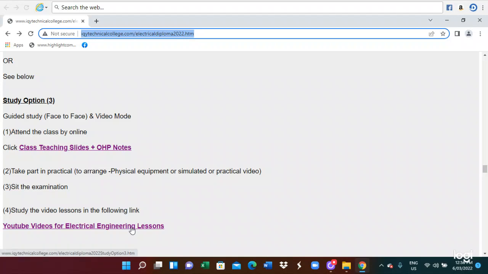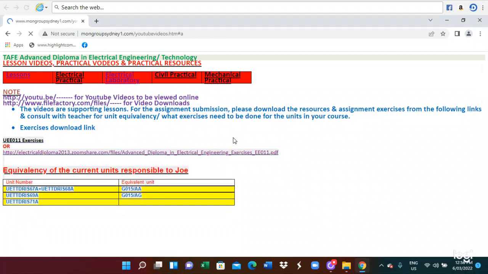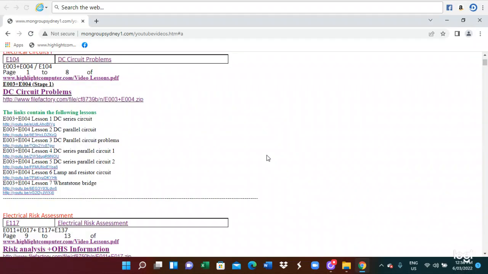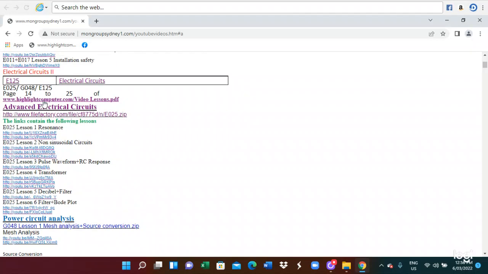This way you can click the YouTube video for electrical engineering lesson. Then you click the lesson, and on the lesson you can see the lesson videos. You can see the advanced circuit. E025: lesson 4 transformer, lesson 5 decibel filter, and lesson 6 filter and bulb block. Those are videos you need to look at. And the written notes are here, page 14 to page 25 of the video lesson.